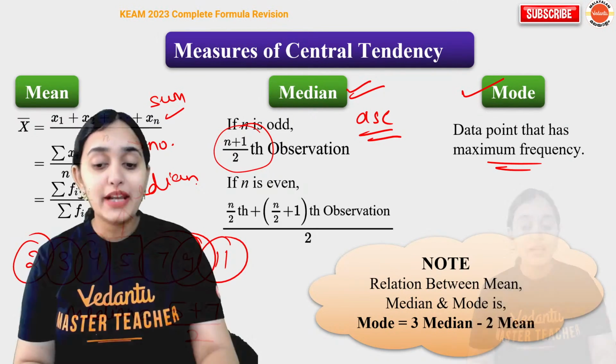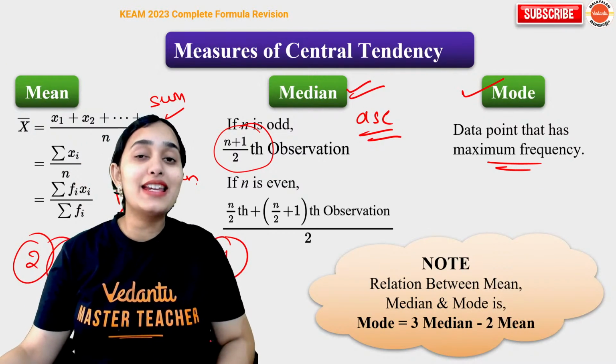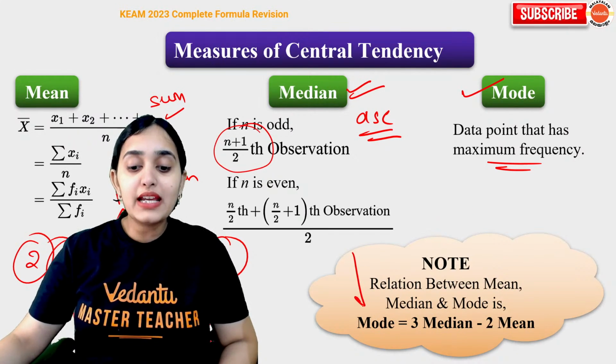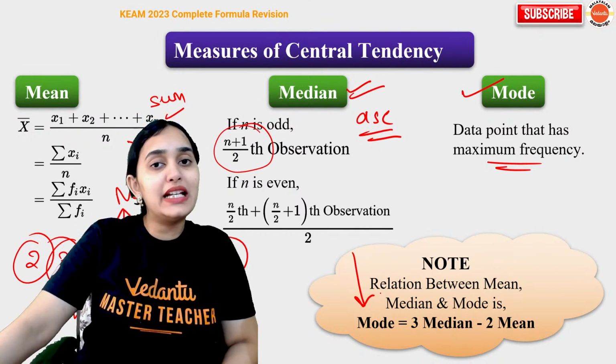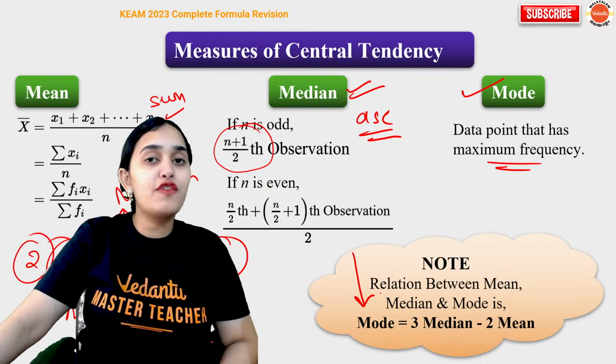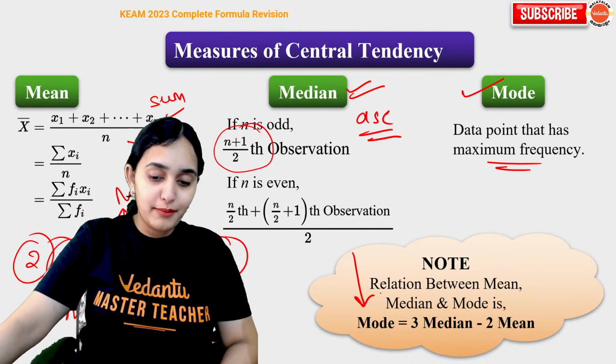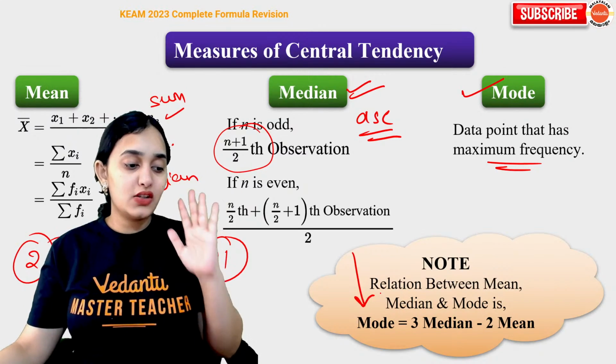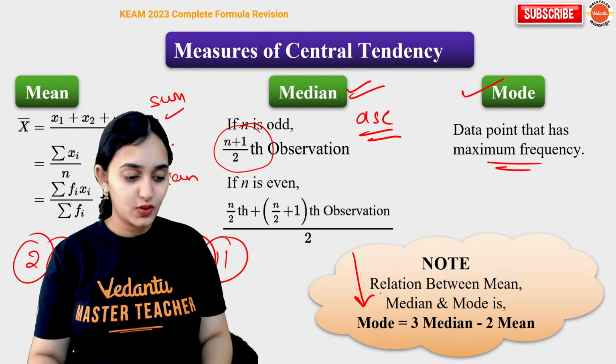One important formula for the relationship between mean, median and mode. Mode is 3 times median minus 2 times mean. Remember, mode is 3 times median minus 2 times mean.